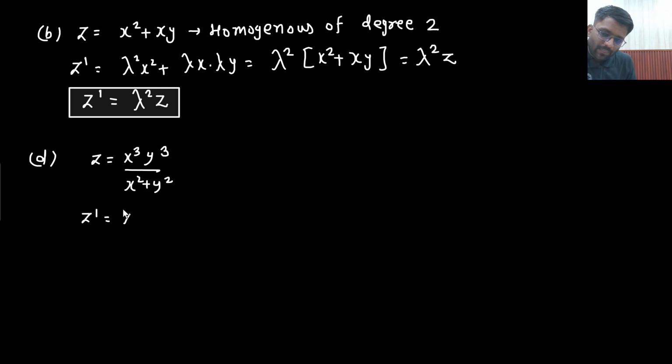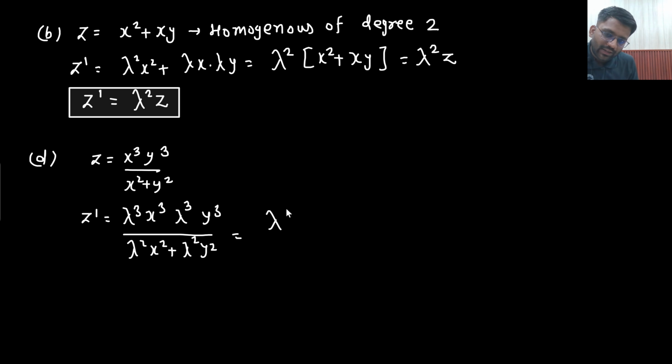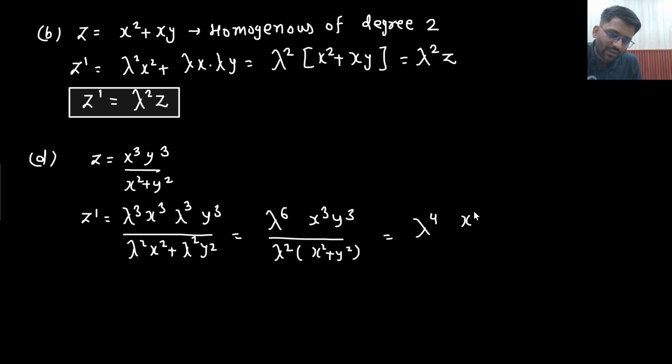What we need to do? Lambda cube x cube, lambda to the power 3, y to the power 3, because in place of x I need to put lambda x. In place of y I need to put lambda y. So lambda cube x cube divided by lambda square x square plus lambda square y square. So what you are getting? Lambda to the power 6 x cube y cube, then lambda to the power 2 outside x square plus y square. So eventually what you are getting? Lambda to the power 4 x cube y cube divided by x square plus y square.